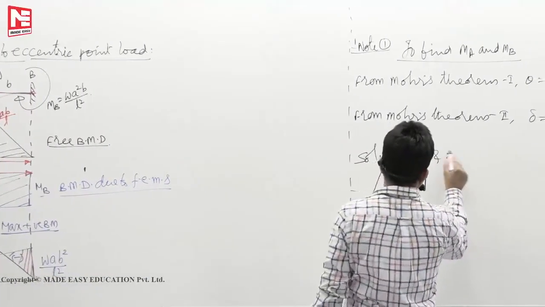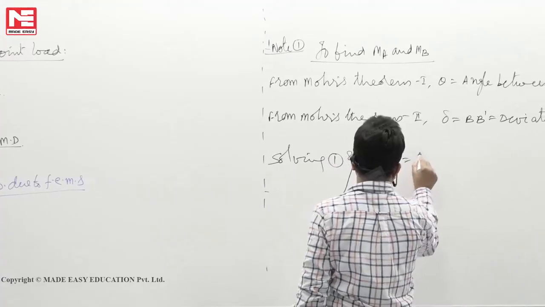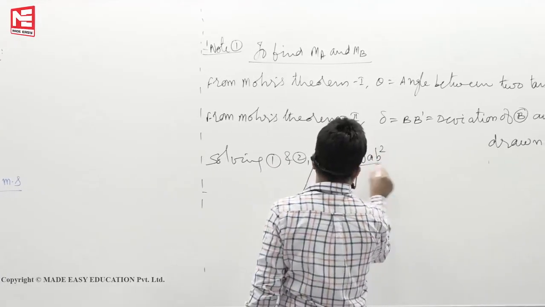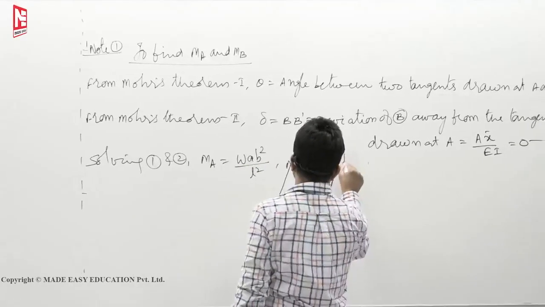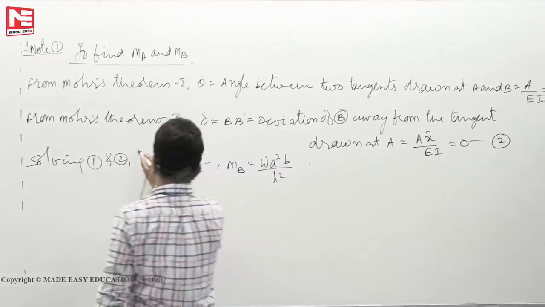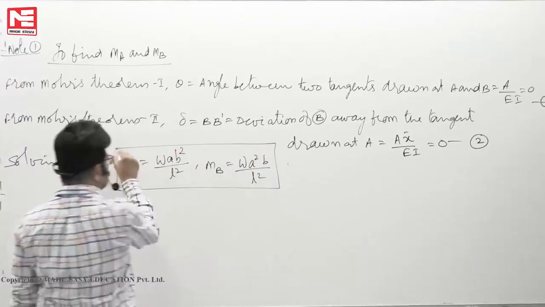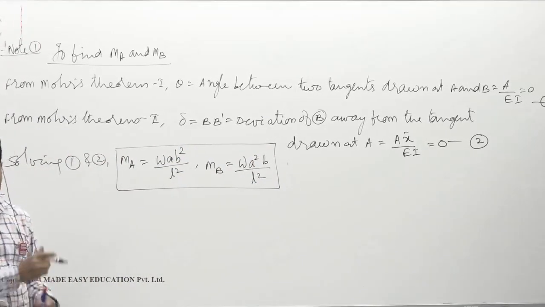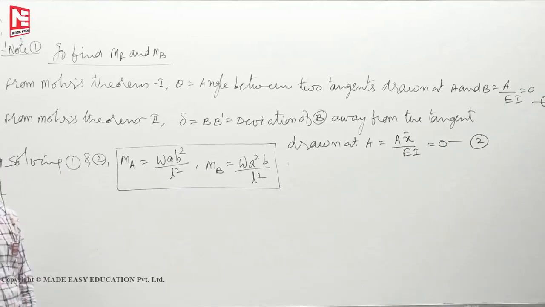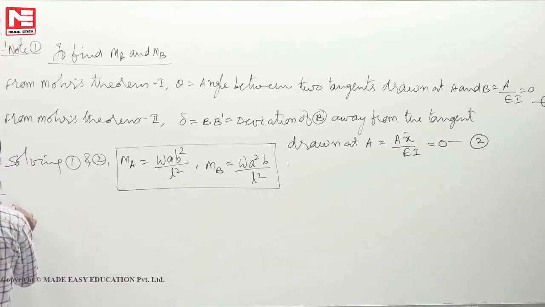Solving 1 and 2, MA you will get W A B square by L square, MB is equal to W A square B by L square. How to solve the two simultaneous equations, any textbook will give us. Again, the entire story we don't have to write. Next, second point.